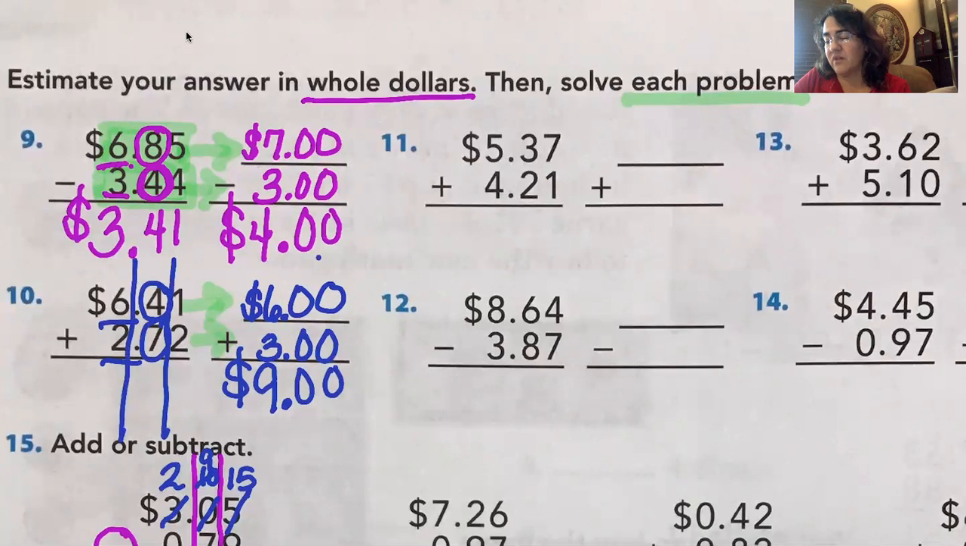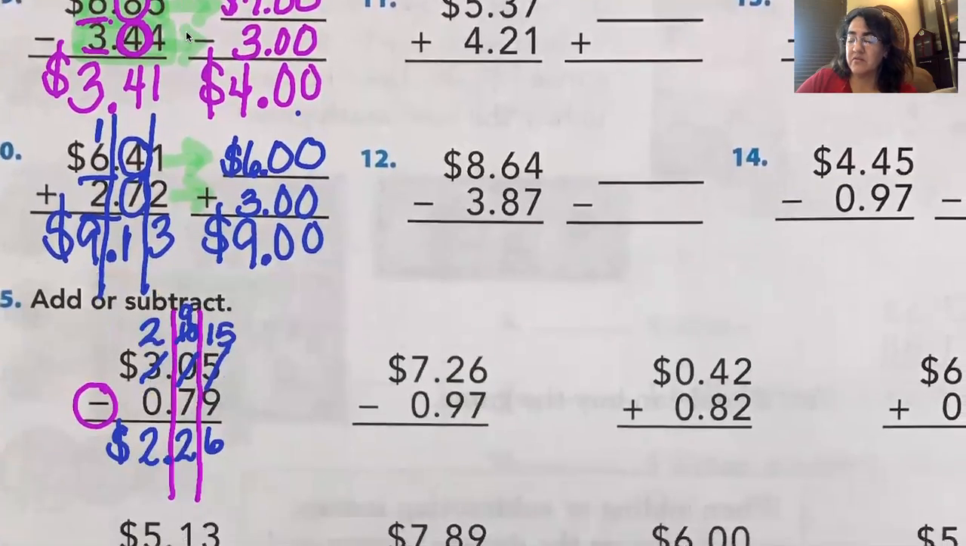Number 10, we have 1 plus 2 is 3. 4 plus 7 is 11. Put the 1 down, regroup the 1. Then we have 6 plus 2 plus 1 is 9. Don't forget to bring the dollar sign. $9.13. Guys, that's a pretty good estimate. We're only off by 13 cents. We're doing pretty good. I want you to work on these. Take your time. Remember your rules.